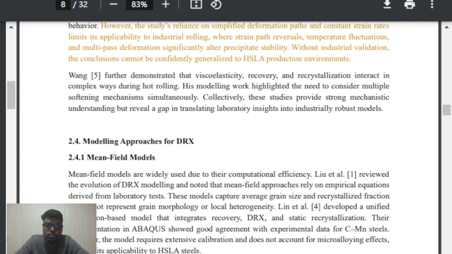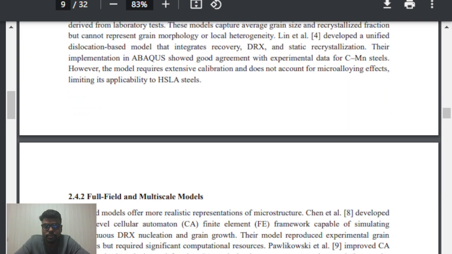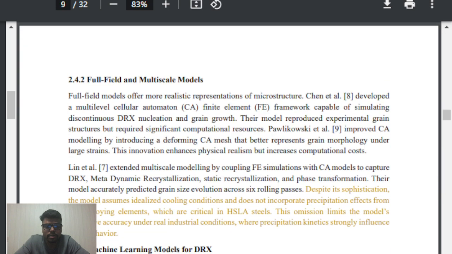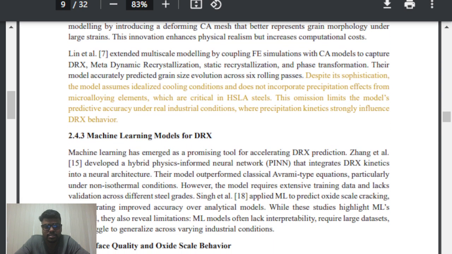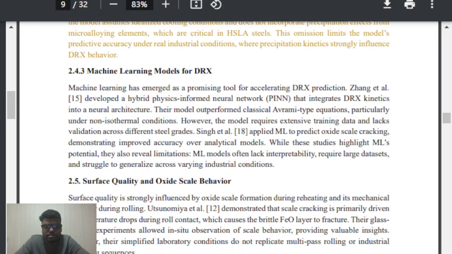The fourth area is machine learning. Machine learning can make predictions quickly and can identify patterns in large data sets. Some studies use machine learning to predict DRX, rolling force, strip shape, and so on. The fifth area is surface quality and oxide scale behavior.